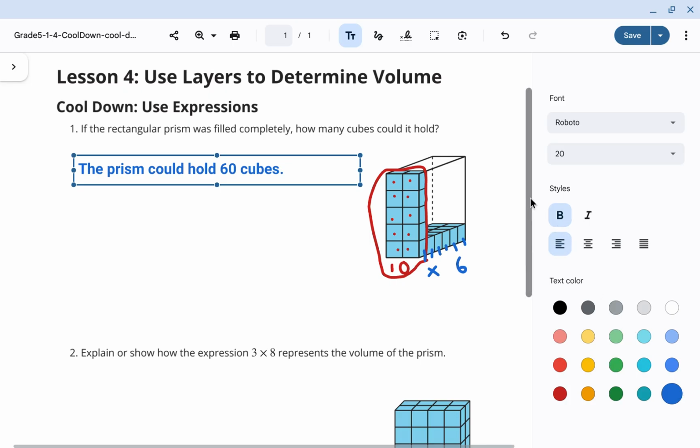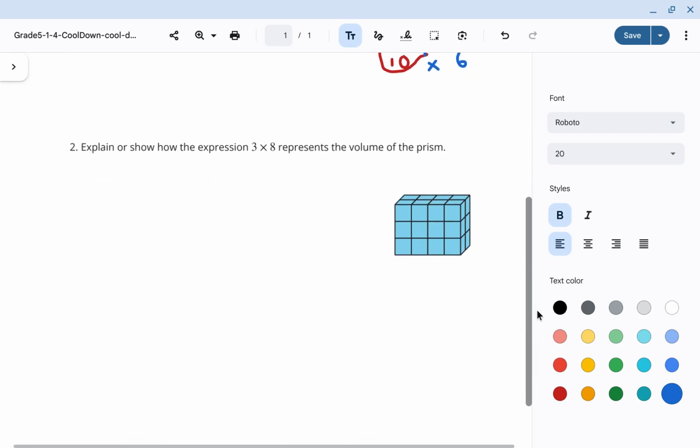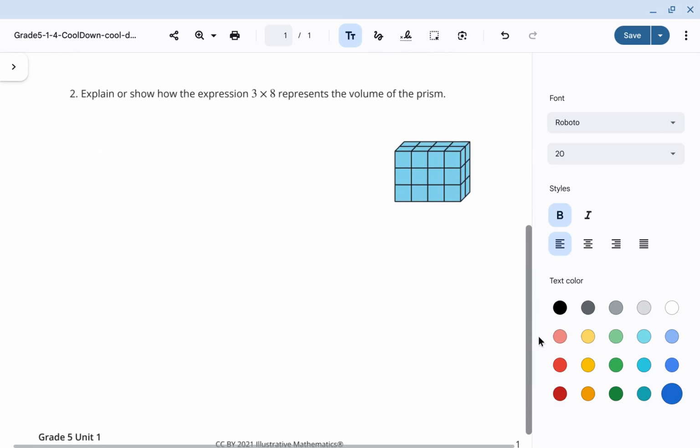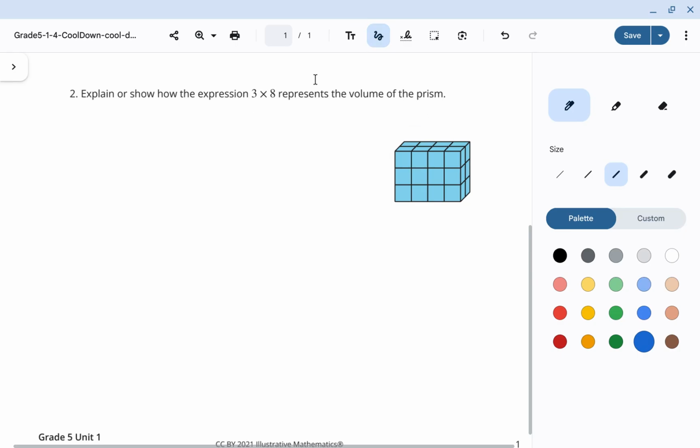I'm going to scroll this down a little bit, and we're going to brainstorm a little bit on this prism. What we are asked here is to explain or show how the expression 3 times 8 is represented in the volume of this prism. So I have to look and see, where do I see the 3 and where do I see the 8? Now, when I take a look at the prism, I am looking to determine where I might see 3 layers or 8 layers.